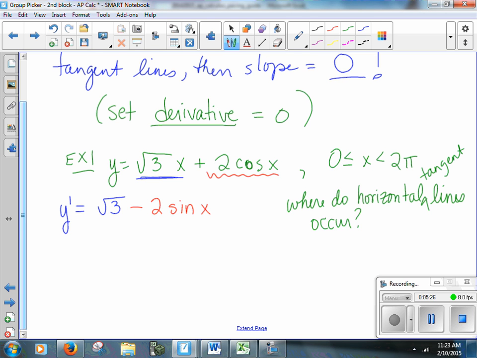Where do the horizontal tangent lines occur? I don't even know what to do. Talk to the person next to you and just ask. Just ask them. I don't want to know. Don't tell me.